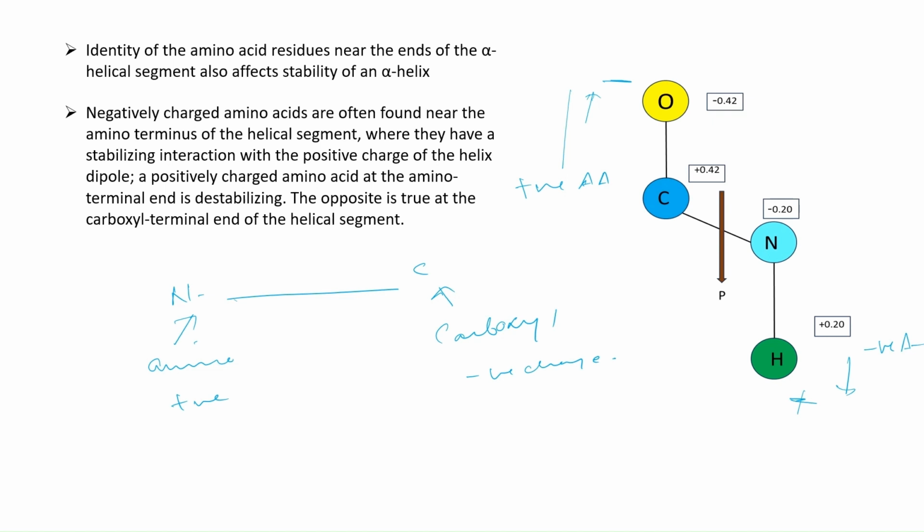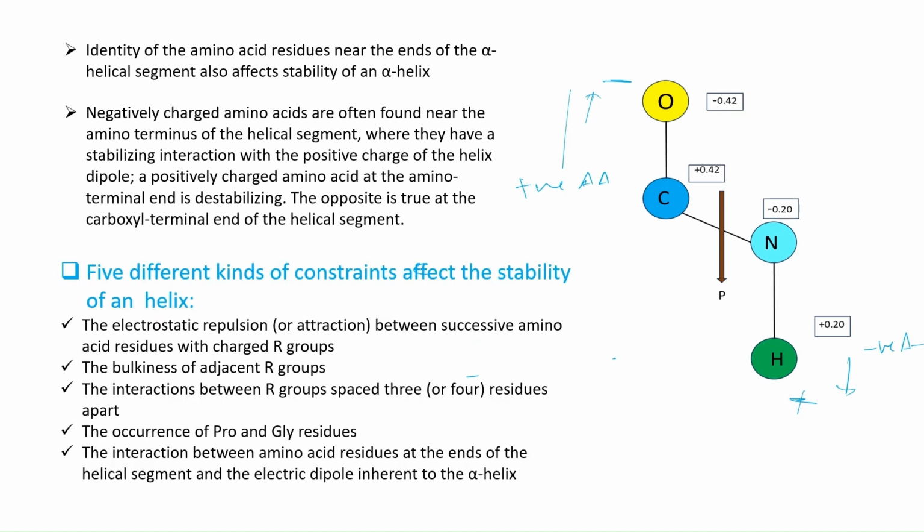Towards the negative dipole, positively charged amino acid should be present. And towards the positive dipole, the negatively charged amino acid should be present. Now, what are the 5 factors that affect the stability of a helix? First is electrostatic repulsion or attraction. The successive amino acids should not be continuously positive or negative, they will repel each other.